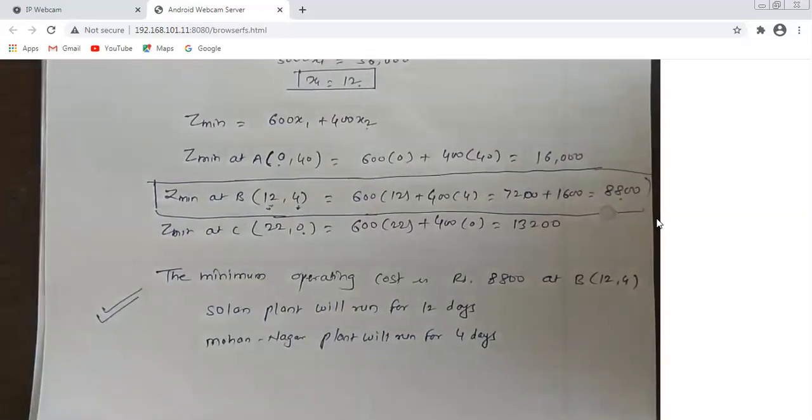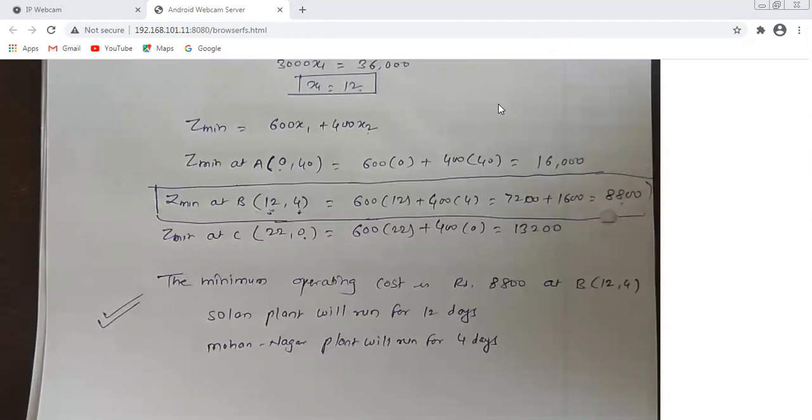Got it? Any doubt? Okay, great. Now I will give one numerical as homework.